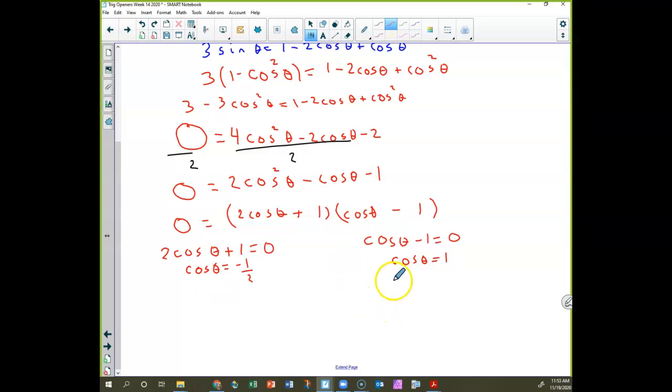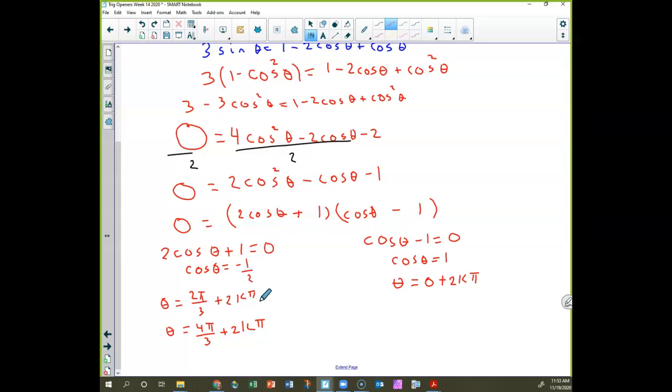So now I'm ready to think unit circle. Okay, well, cosine is equal to 1 at 0, at 2 pi, at 4 pi, so on and so forth. Cosine is equal to negative 1/2. We're in the second and in the third quadrants. That's at 2 pi over 3 and at 4 pi over 3. And if I'm remembering correctly here, we weren't finding solutions between 0 and 2 pi. We were just finding all the solutions.